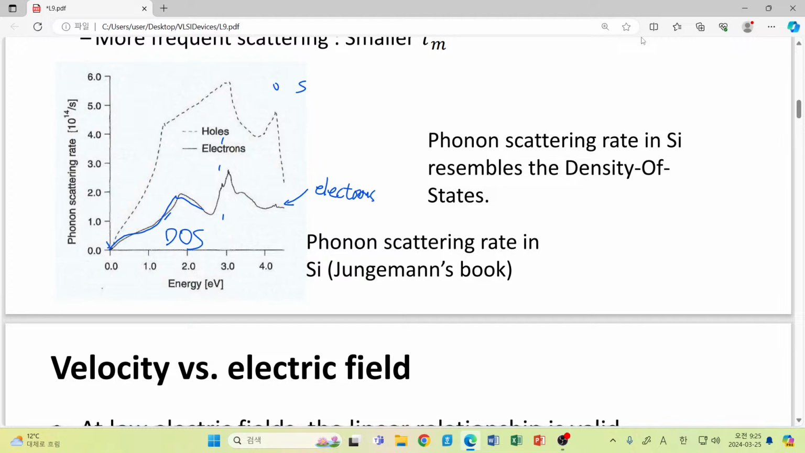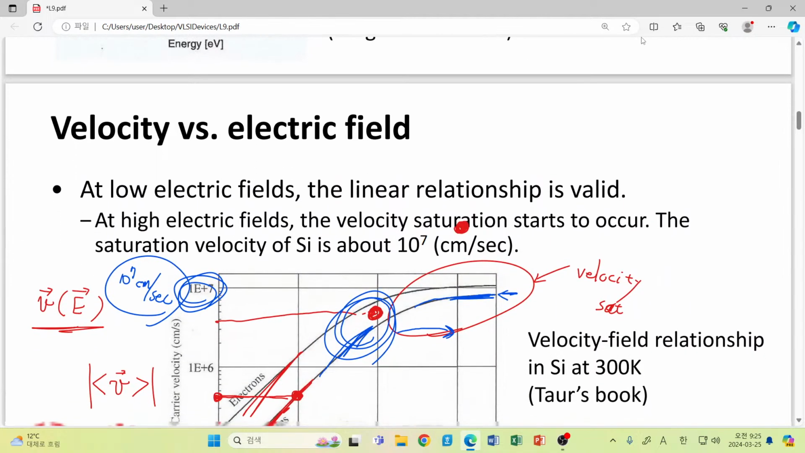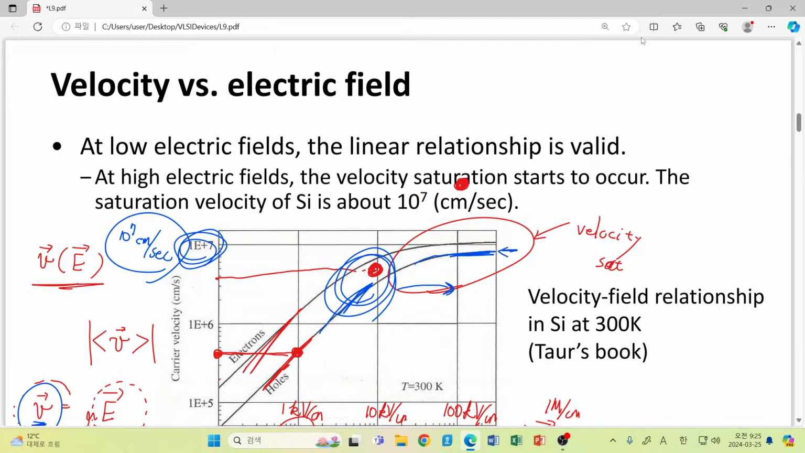Okay, so why am I spending so much time on this? Because velocity saturation is actually one of the most important things we have to care about in realistic applications. Somebody can say that this material has quite a high mobility, blah blah blah. However, all of this is always measured at quite a low electric field.